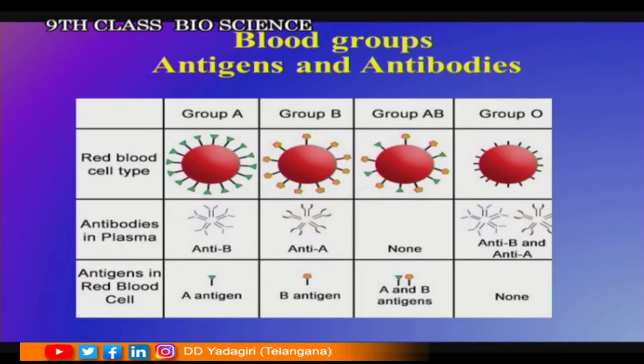And what about the antibodies present in the blood group B? As it has B antigen, it has A antibody. Now see the blood group AB, children. It has antigen A and antigen B. So it does not have any antibody. What about blood group O? It does not have any antigen. So it has both the antibodies present in the plasma. The blood has antibody A and antibody B.